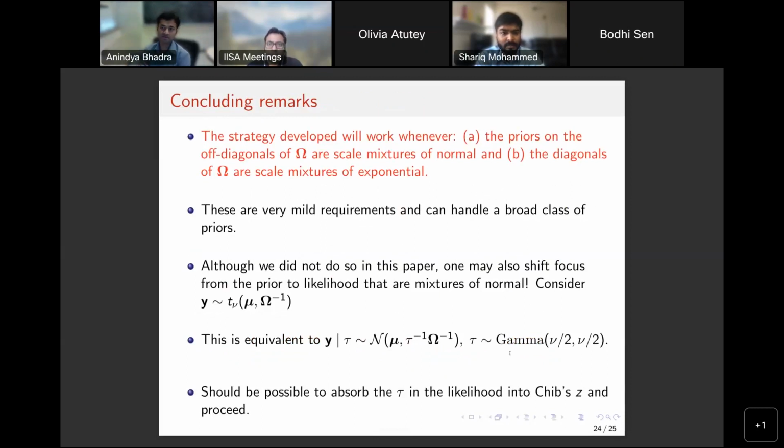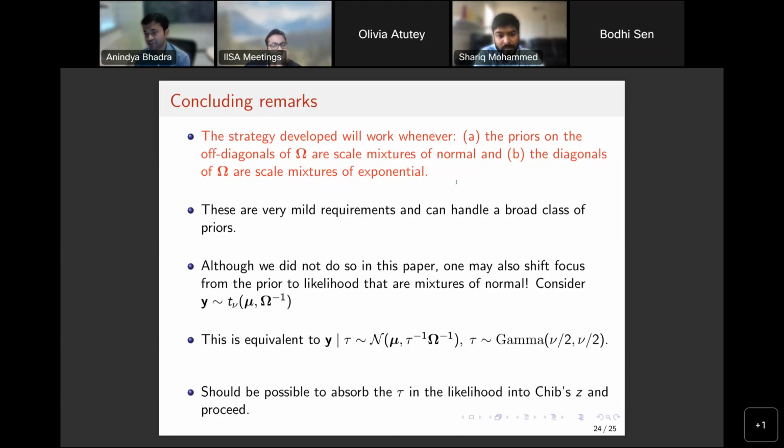I'll try to conclude. Based on all this, I hope to have convinced you that the strategy developed here has nothing specific to Wishart or Bayesian graphical lasso and so on. The distribution of the latent mixing variable is quite unimportant here. Rather, the strategy will work based on just these two things. The priors on the off diagonals of omega have to be scale mixtures of normal. The priors on the diagonals of omega are scale mixtures of exponential.